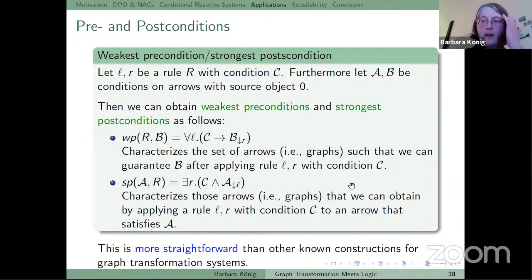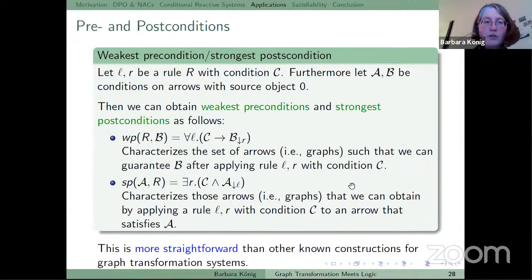Okay, then this is more or less the theory. Now I want to talk a bit about applications. The applications are not just applications for conditional reactive systems. Of course, they have also been worked out in the graph transformation setting, but here I can state them in this more general setting.